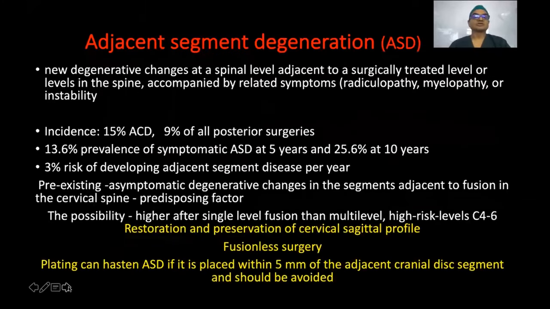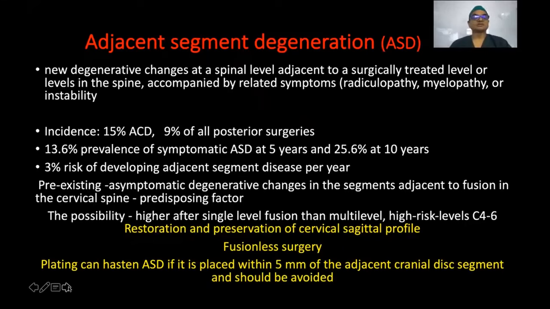I'm going to discuss some of the important complications, and I start with the first, that is adjacent segment degeneration, called ASD. It is defined as new degenerative changes at the spinal level adjacent to the surgically treated level or levels in the spine, accompanied by related symptoms of radiculopathy, myelopathy, or instability.